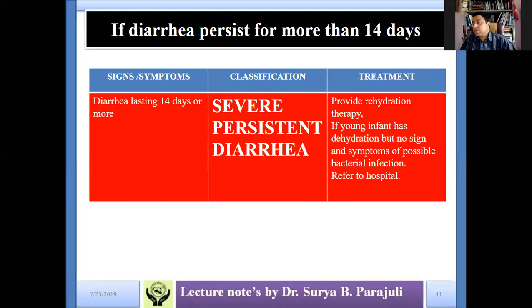I already told you that we need to ask for the duration of diarrhea. If it's more than 14 days, then we can say it's persistent diarrhea. Diarrhea lasting 14 days or more is severe persistent diarrhea. Definitely you need to provide rehydration therapy, ORS, ringer lactate. If the young infant has dehydration but no sign and symptom of possible bacterial infection, still you need to refer to hospital for severe persistent diarrhea to investigate the actual cause of persistent diarrhea.